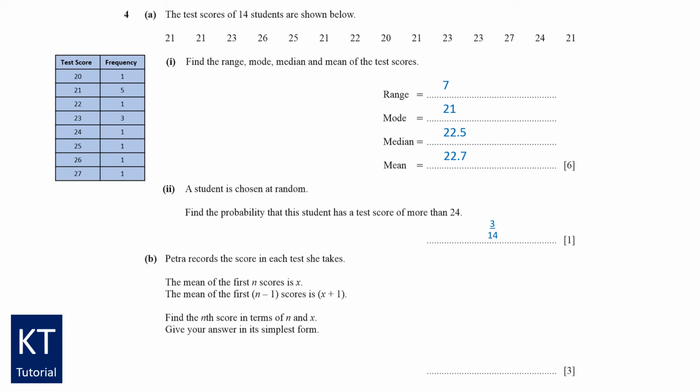Next, Petra records the score in each test she takes. The mean of the first n scores is x. The mean of the first n minus 1 scores is x plus 1. Find the nth score in terms of n and x. The nth score is simply the total score after n occasions minus the total score after n minus 1 occasions.